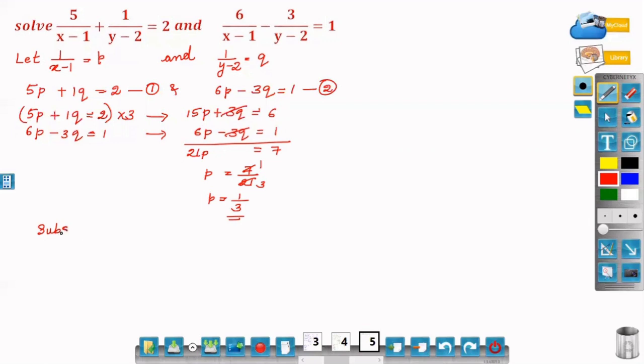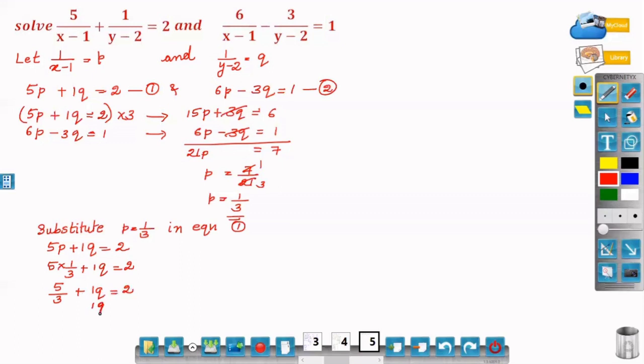Now substitute p is equal to 1 by 3 in equation 1. So 5p plus 1q is equal to 2. 5 into 1 by 3 plus 1q is equal to 2. 5 is to be multiplied to the numerator, that is 5 by 3 plus 1q is equal to 2.